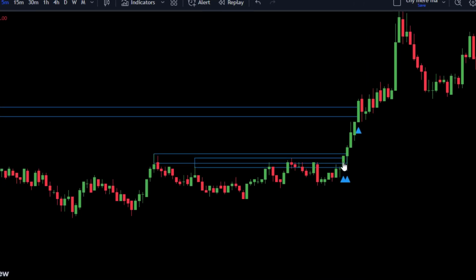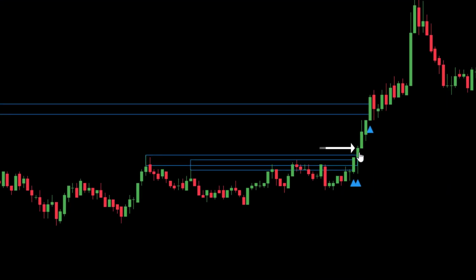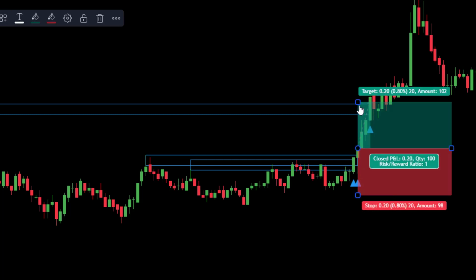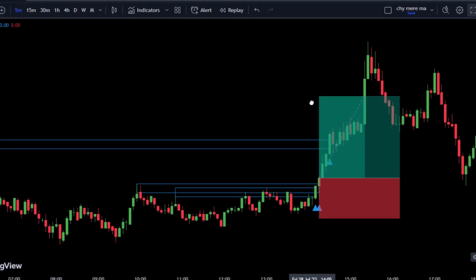On an uptrend, you see that price has broken out of the indicator's bullish rectangle and it has printed a blue signal icon telling you that price is ready to go up. Then we can enter a trade, setting our stop loss below the previous low and targeting a 2 risk-reward ratio.